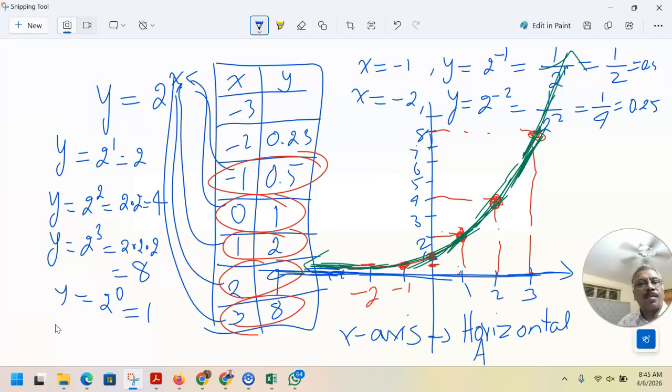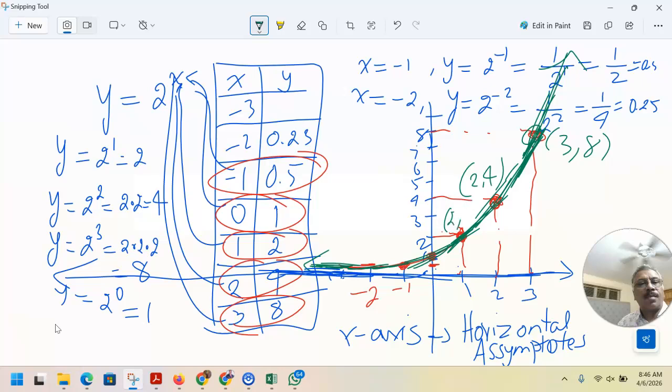So what is a horizontal asymptote? Asymptote means that if x approaches a very large negative number, then the output, remember this was 8, then it was 4, and then it was 2, and then it was 1. So the outputs 8, 4, 2, 1 could become very small, but they never become 0. They approach 0.